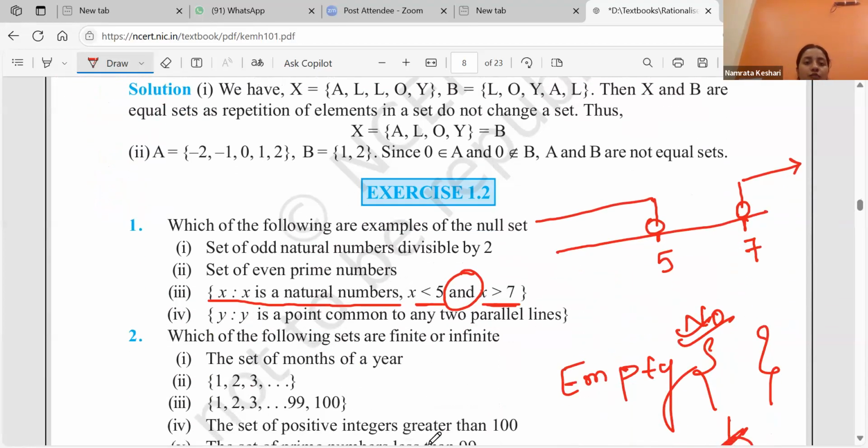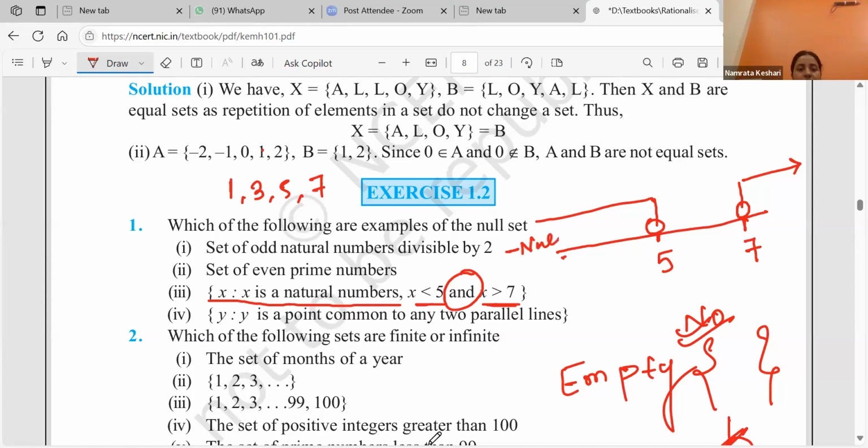The first one is the set of odd natural numbers divisible by 2. Odd natural numbers start from 1, and they will be 1, 3, 5, 7. These are odd natural numbers. Divisible by 2? If we are talking about odd numbers, we cannot say this is divisible by 2, right? Yeah, it's a null set. Yes, it is null.